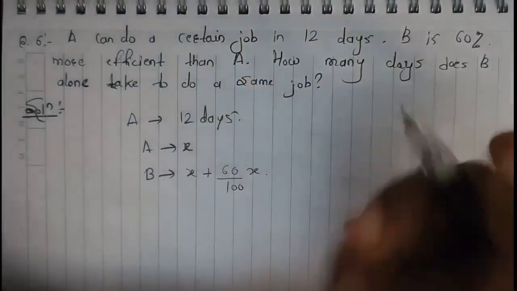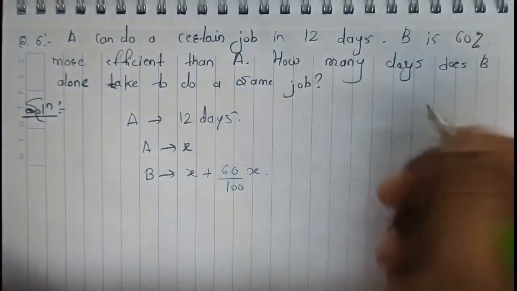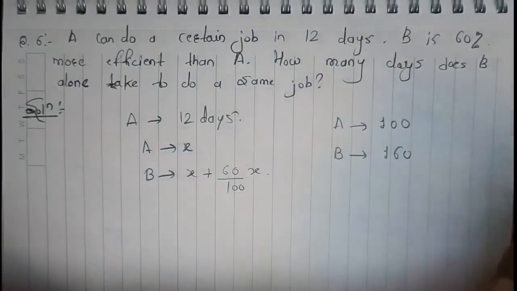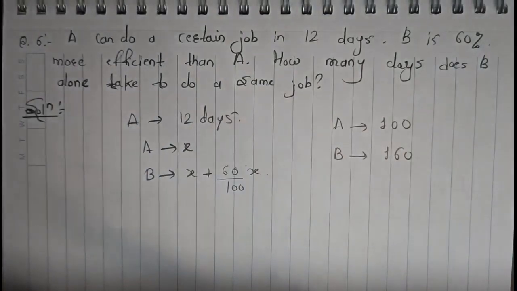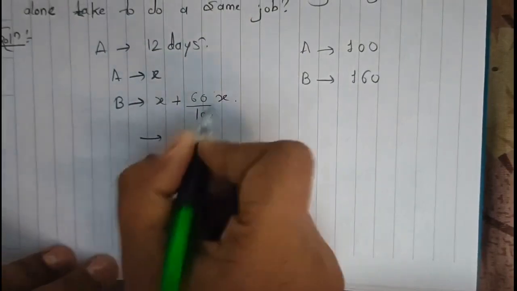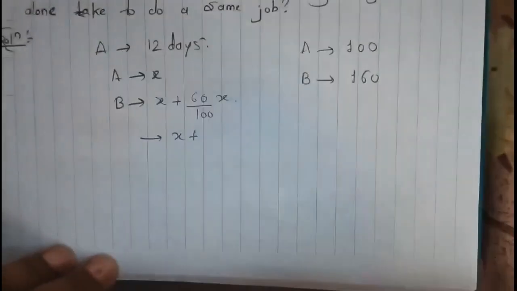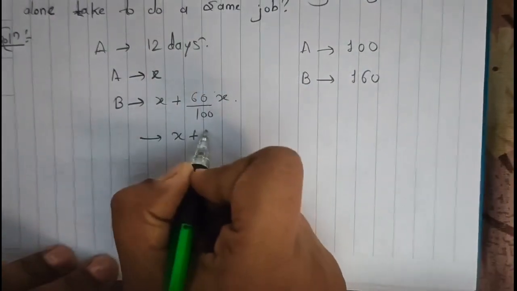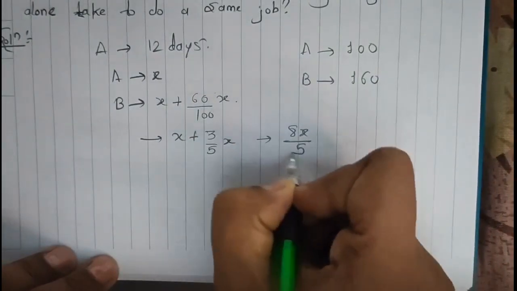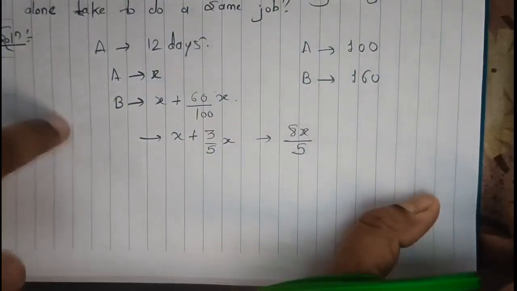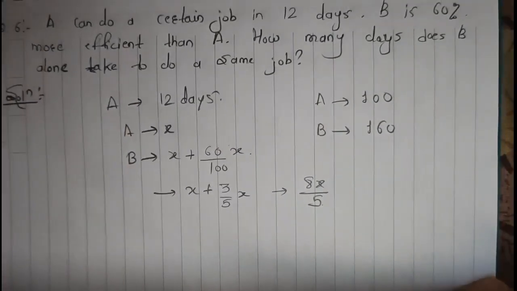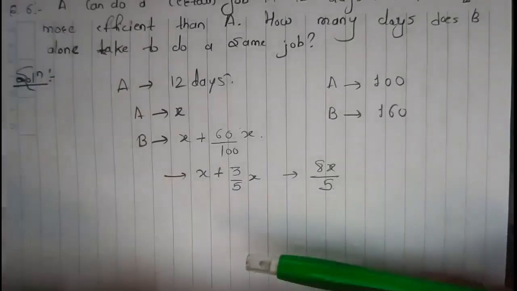You can do it this way, or you can directly take A's efficiency as 100 if B is 60 more, so B's efficiency would be 160. You can directly take it like that, but I'm going to go with this here. So A's efficiency is X, and B's efficiency is X plus 60 by 100, which means X plus 6 by 10. 6 by 10 means 3 by 5. So 3 by 5 of X added to X is 8x by 5. Now we have found A's efficiency and B's efficiency in the form of X. Now how many days does B alone take to do the same job?